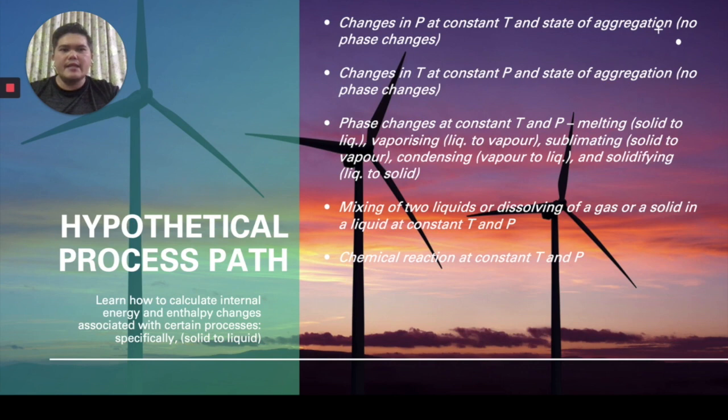And if there is a phase change, for example from liquid to gas at constant temperature and pressure, such as melting, vaporizing, sublimation, condensing, and so on, this is also to be included in the hypothetical path. And there is the mixing of two liquids or dissolving of a gas. And then there are also chemical reactions at constant temperature and pressure. So these are the things that we are supposed to include when performing an energy balance in our hypothetical process path.